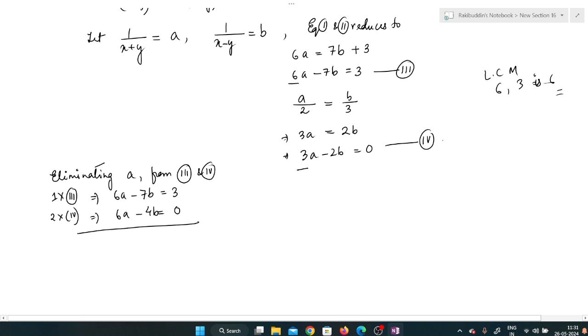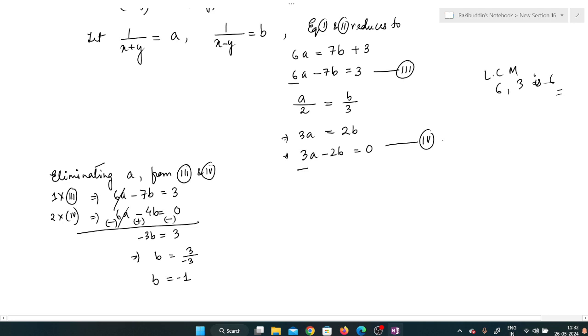Now a has the same sign in both, both are positive, so they will not get cancelled. In order to get it cancelled, I have to make one of them negative. So 3 minus 0 is 3, minus 7b plus 4b is minus 3b, and 6a and 6a get cancelled. So what is b? b equals 3 upon minus 3, that is minus 1. b equals minus 1.